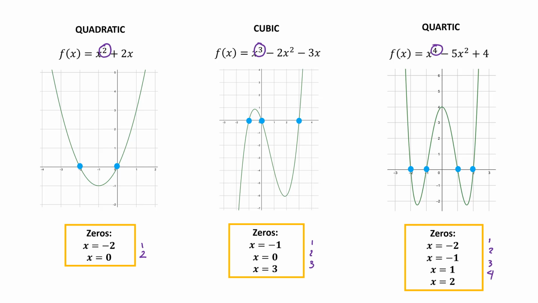So as you can see, it's very easy to identify the zeros when you have the graphs. You just check the points where the graph crosses the x-axis. In the next video, we will see how to find the zeros of a function, but when you don't have the graph.